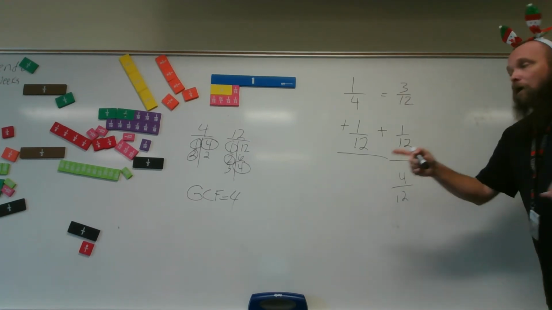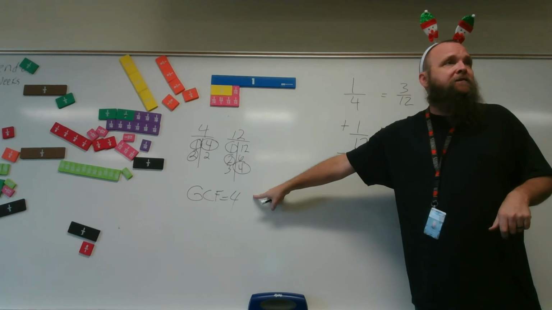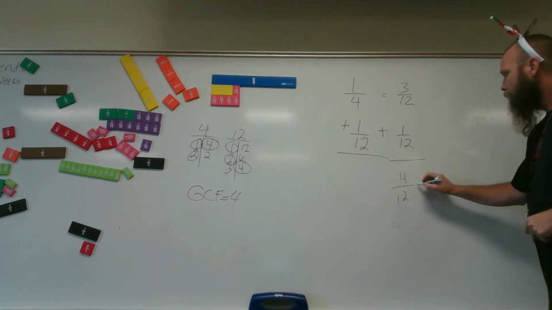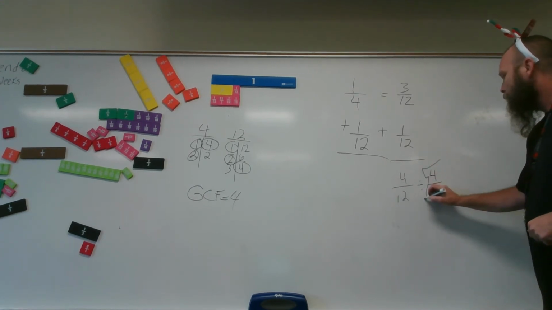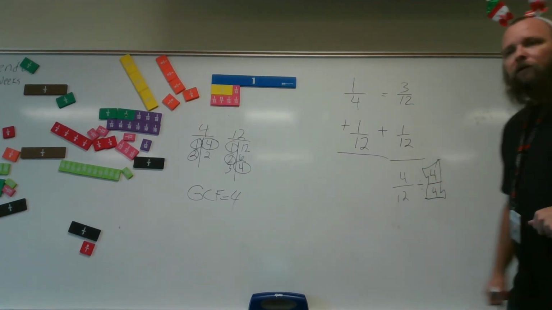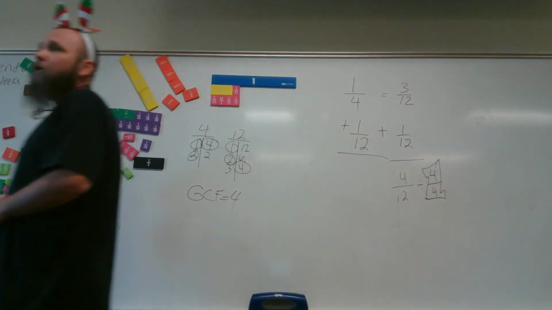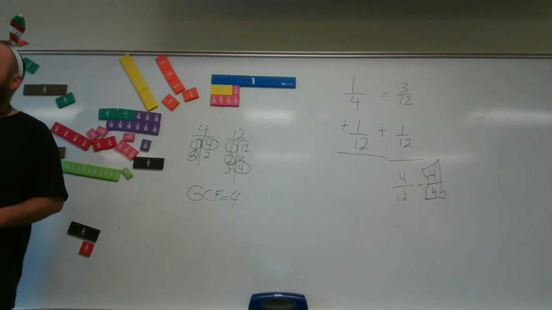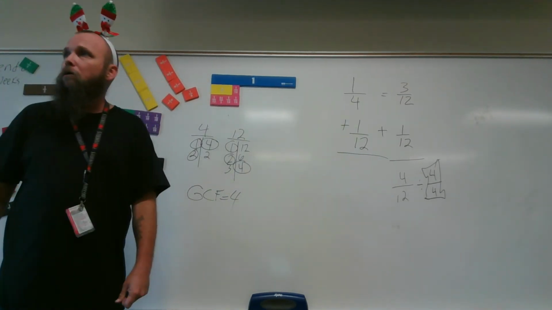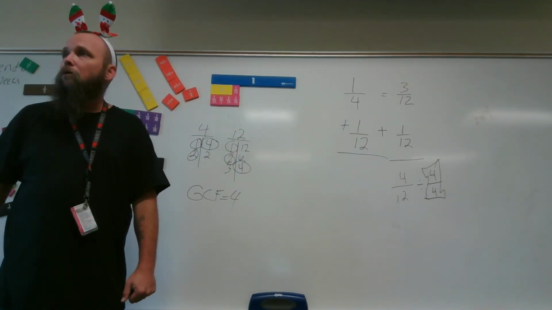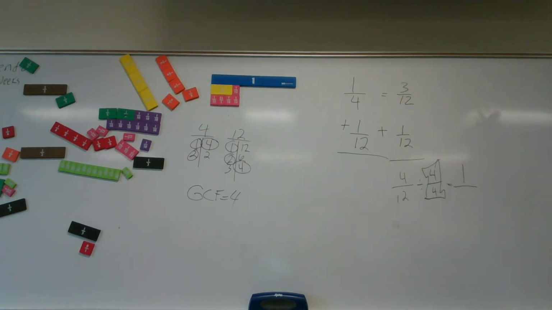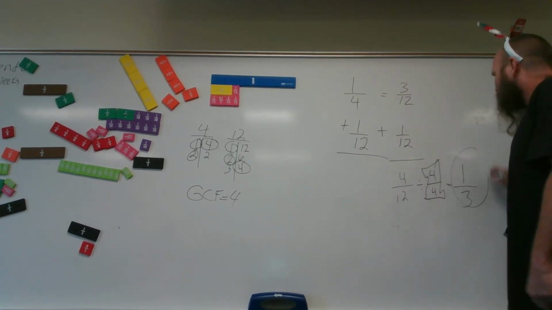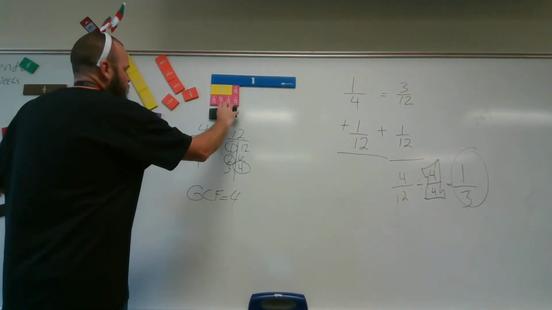So I know my greatest common factor is 4. So I'm going to have to divide the numerator and the denominator by 4. So Caleb, what is 4 divided by 4? 1. And Caleb, what is 12 divided by 4? 3. So my simplest form is 1/3.